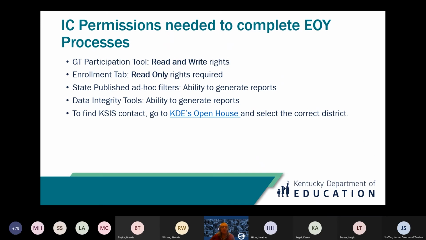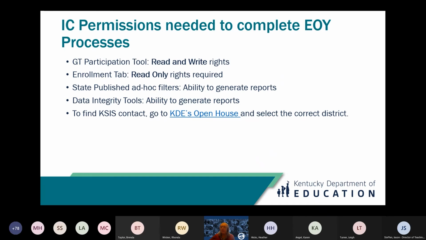So first of all, you need some permissions to complete the end of year processes. You'll need the GT participation tool. That is where the GT record is housed. You need read and write rights to that. You may need the enrollment tab. That can be very helpful. Some districts are a little bit cautious about giving those rights to people sometimes, but it does really help, especially when you're looking for students and where they have transferred from previously.